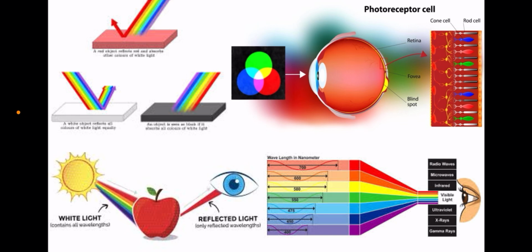Tiny particles can redirect certain wavelengths more than others. The sky appears blue because air molecules scatter short wavelength light much more effectively than longer wavelengths like red.